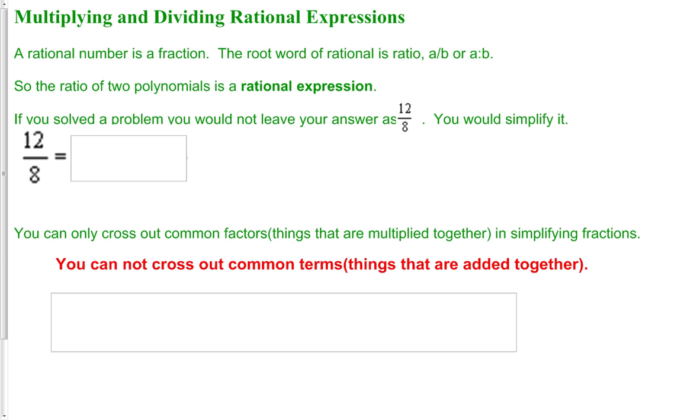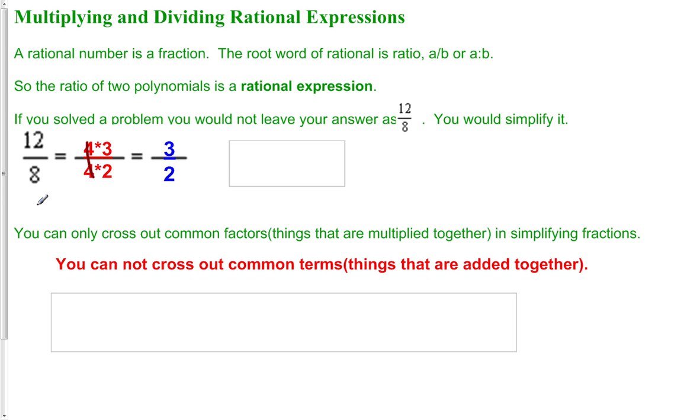If you solved a problem, you would not leave your answer unsimplified. So in this case, we have an improper fraction, 12/8. You would simplify it. The way that you would do that is you would find what is my common factor in my numerator and denominator, and let's have those cancel out. So in this case, you realize that 4 is a common factor. 4 is the largest number that goes into both 12 and 8, and you're left with a 3 on top and 2 in the denominator.